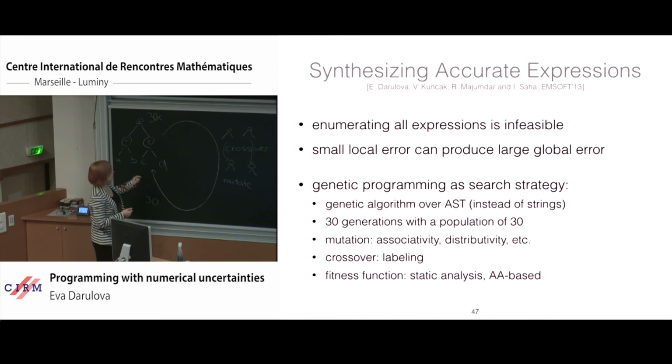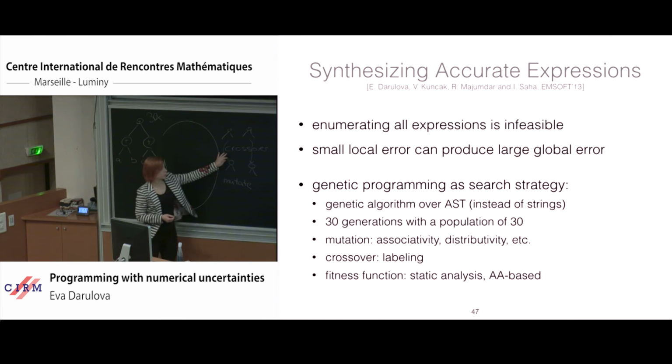So the mutation is essentially associativity, distributivity, and the usual mathematical rules. For crossover, you take the two abstract syntax trees, you pick a random node in one of them, and try to find an equivalent node in the other so that you can switch the two subtrees in the expressions. We don't really implement a full decision procedure to check which ones are equivalent. We just label the trees and check the labels. So this is not complete, but it works reasonably well in our case.